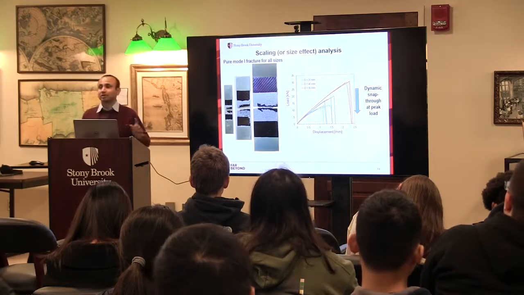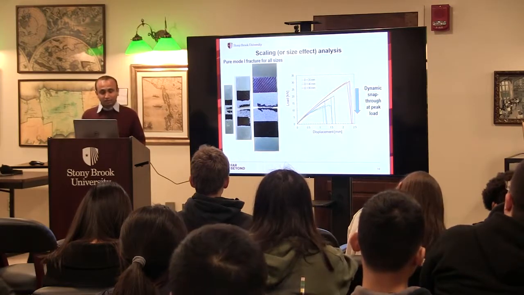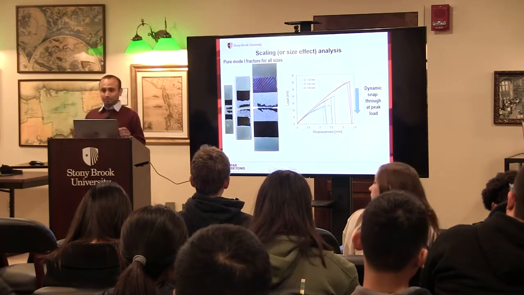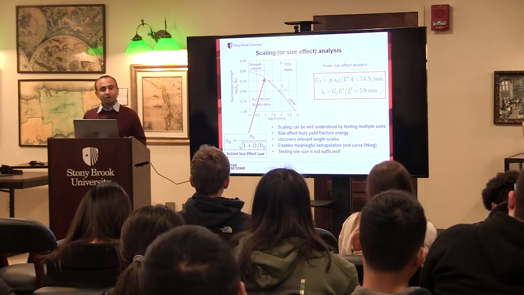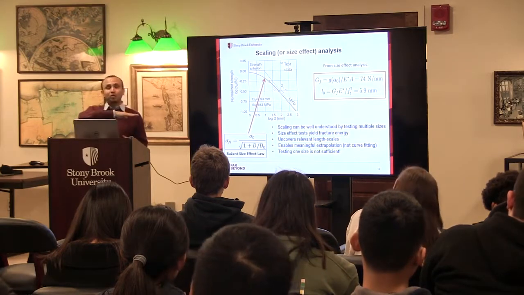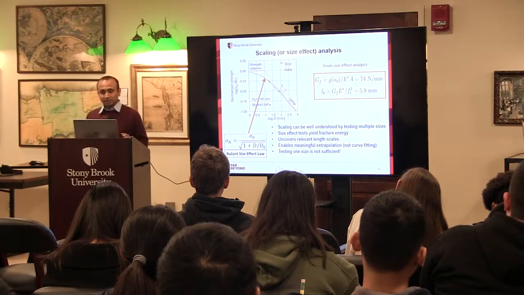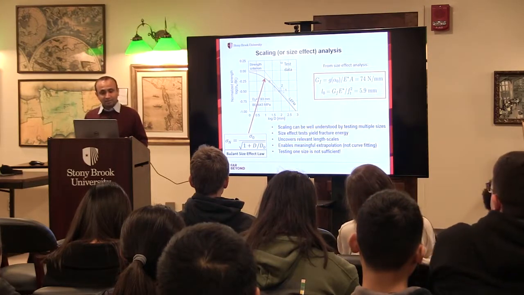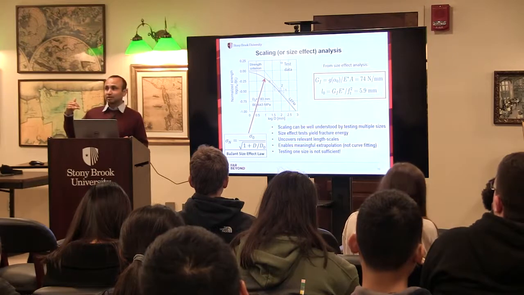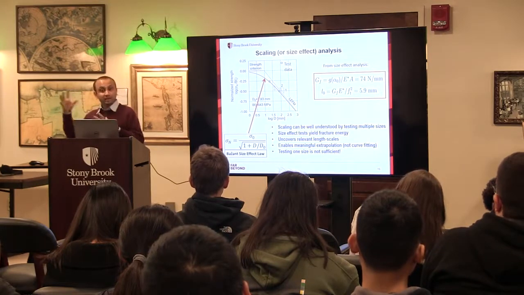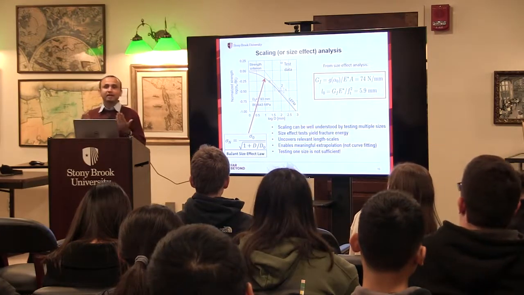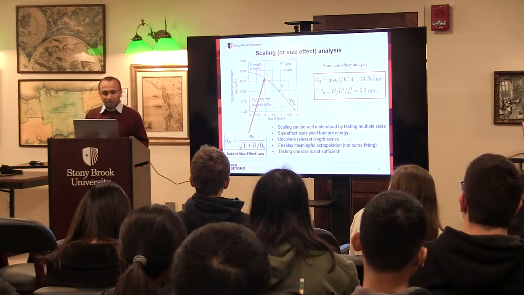This is a slide from my PhD work. You can test the same composite but make the specimen of different sizes. And that will give you a lot of information about how the failure behavior scales. Without going into too much detail, this plot shows the strength versus size. And you can see that as the size increases, the strength decreases, and that also means that it becomes more brittle as size increases.